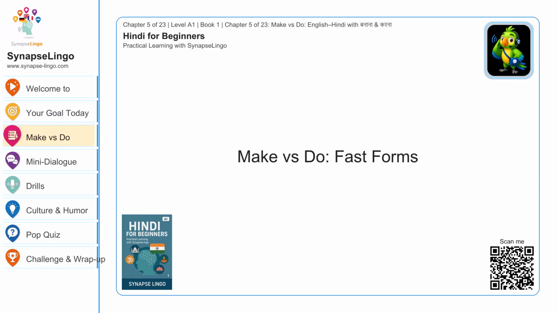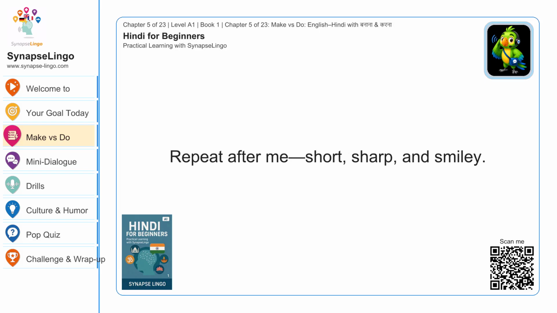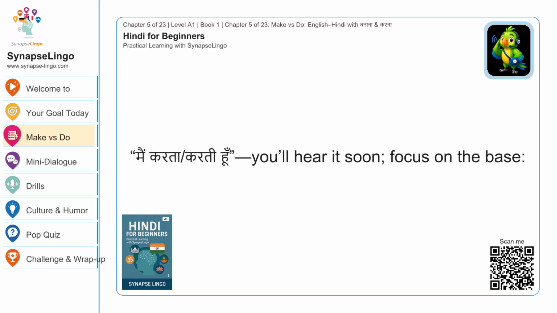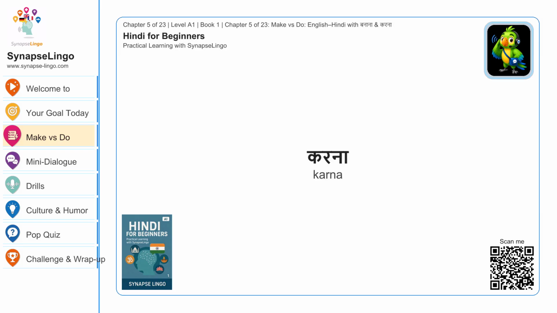Make versus do, fast forms. Repeat after me, short, sharp, and smiley. I do my homework equals I करना. But in sentence form, I do. Focus on the base करना. Let's make a plan equals let's बनाना a plan. You do great work equals तुम करते हो. He does it equals वो करता है. She does it equals वो करती है. It makes a difference equals ये बनाता है.